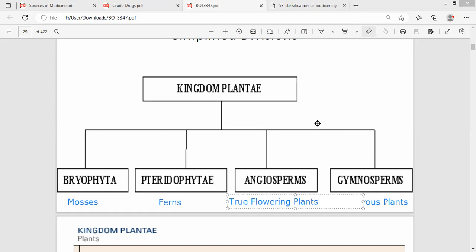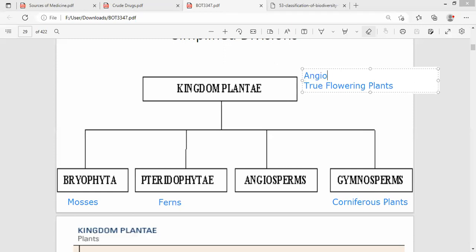And for the angiosperms, let me even put this here. We write here angiosperms, because angiosperms is the main one. Angiosperms is the most important phylum of the plants, right? It contains more than 80% of the plants we see here in nature. More than 80% of plants is the angiosperm. So it's the most important class. And they are called the true flowering plants.